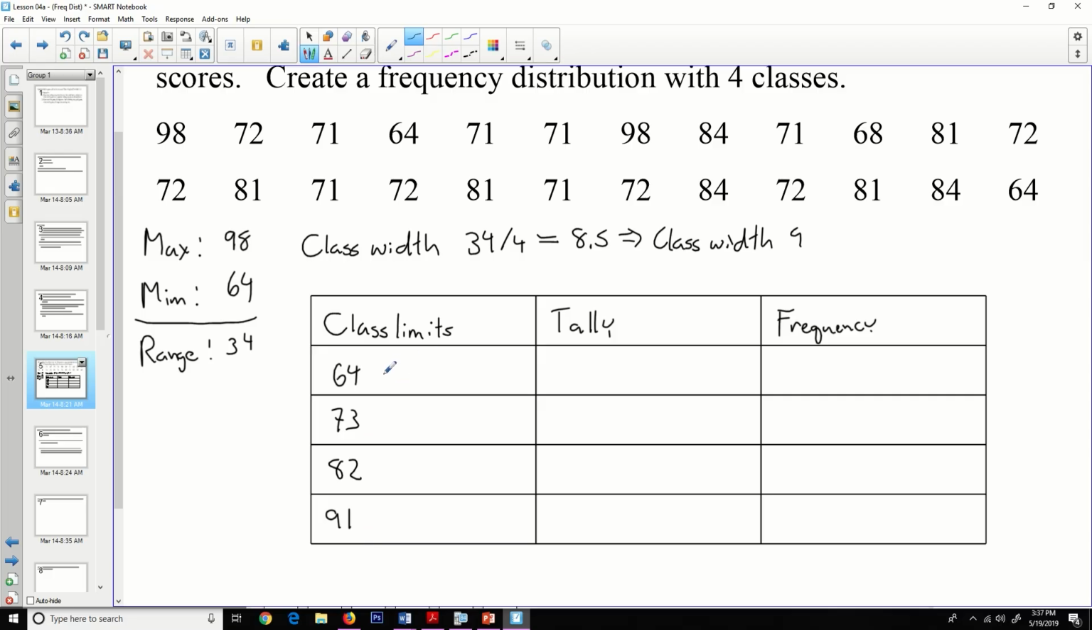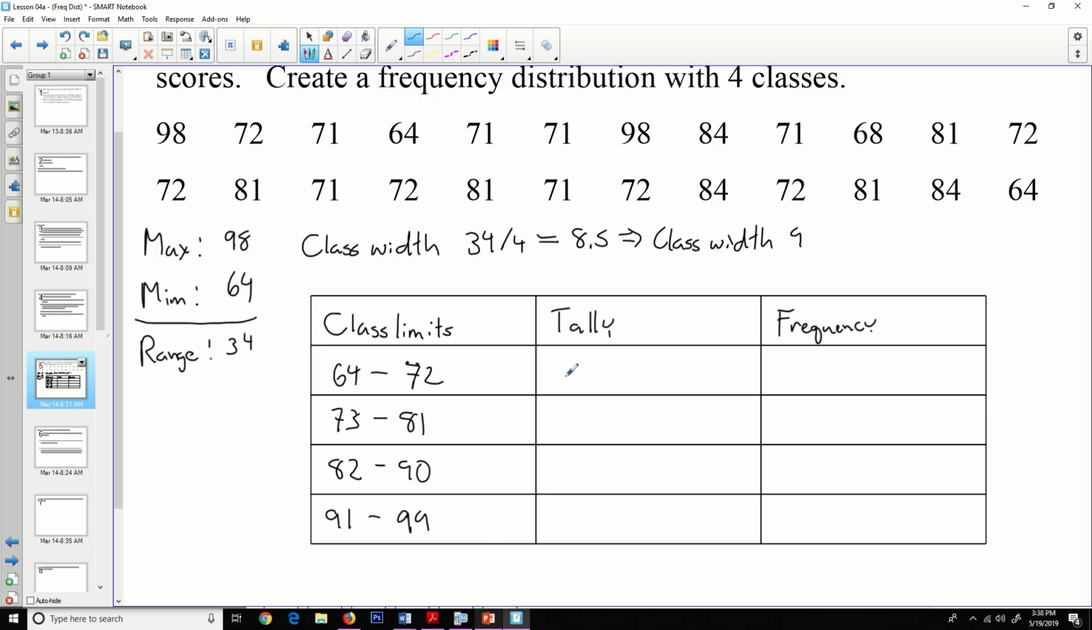Now the first upper limit is going to be 1 less than the second lower limit. So 1 from 73 is 72. And then we can just do the same thing: 72 and 9 is 81, 81 and 9 is 90, 90 and 9 is 99. And we are good, we have our limits here.